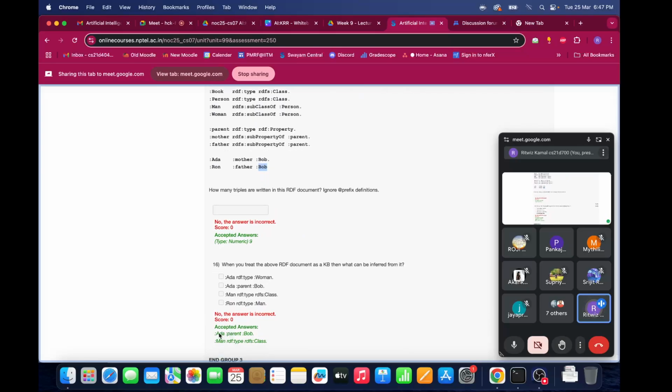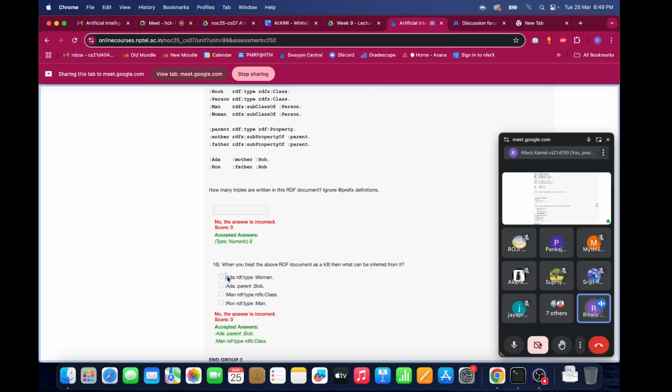Okay, first let's say the accepted answers. Ada is a parent of Bob. That is inferred, that is true, because mother is a sub property of parent, right?